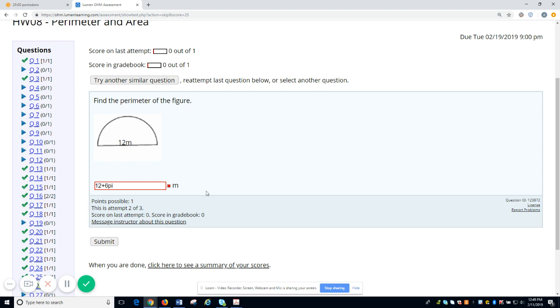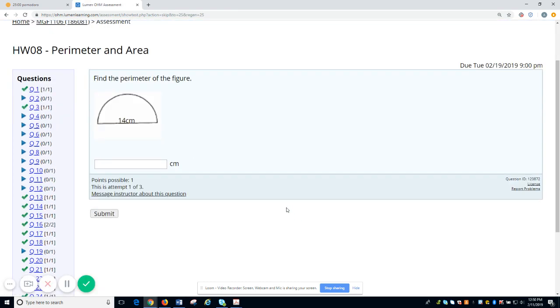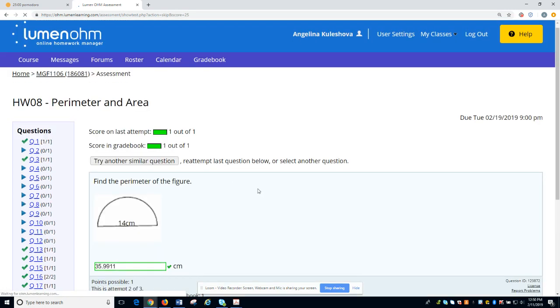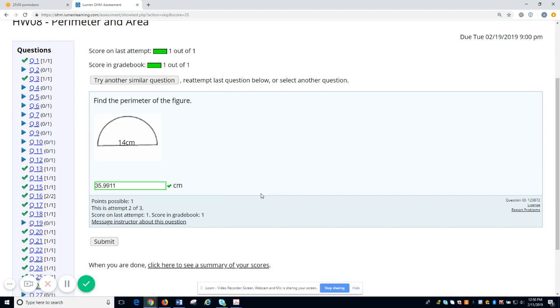Well, let's try to approximate. 12 plus 6 times pi. Oh, all right, hang in there. 14 plus 7 pi. All right, so it actually wanted an approximate answer.